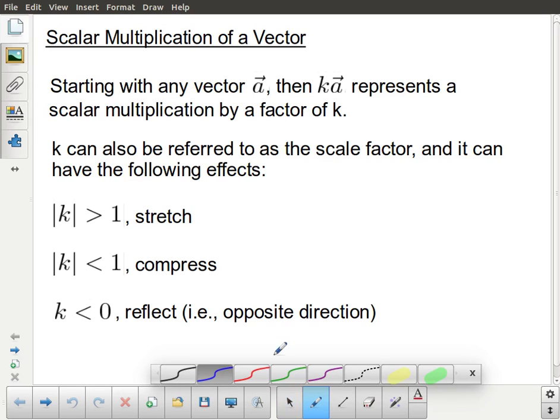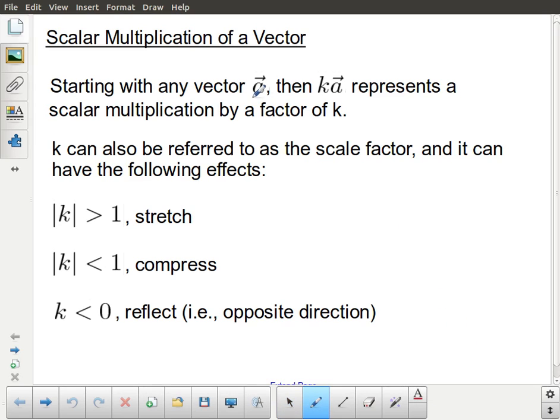So if I start with a vector, I'm just going to call that vector A. If I then write kA, where you can see k doesn't have a vector symbol, so that would be a scalar multiplication. k represents the scale factor of k. And that's what I'm doing. I'm essentially taking my vector A and I am scaling it in some way.